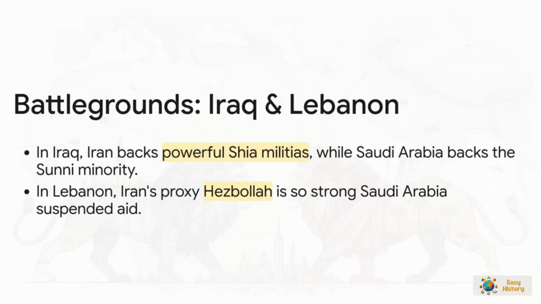And this struggle for influence, it just spills out across the region. In post-war Iraq, Iran has huge power through influential Shia militias, which is a direct challenge to Saudi Arabia right next door. And in Lebanon, Iran's proxy Hezbollah has become such a dominant political and military force that Saudi Arabia has pretty much pulled its support for the Lebanese state, basically ceding influence to its rival.